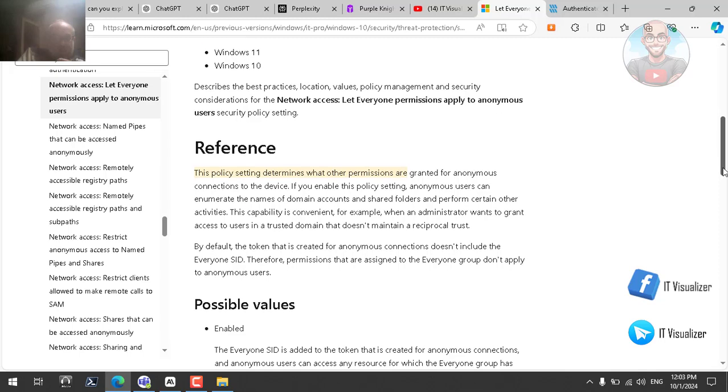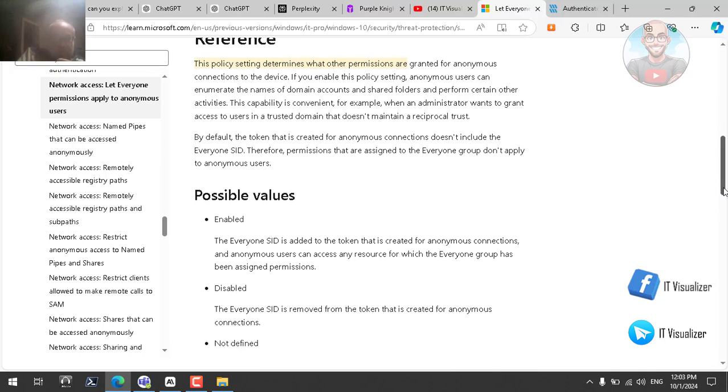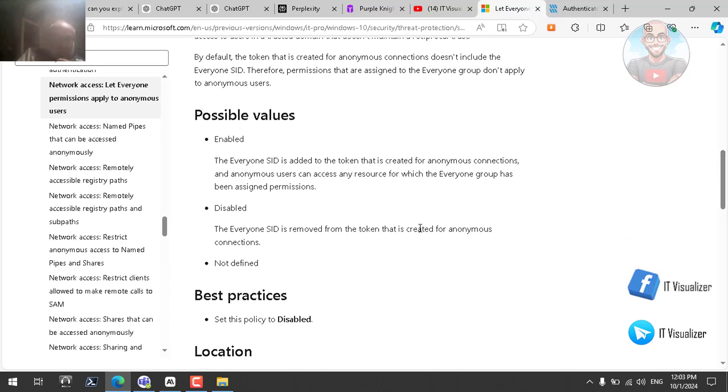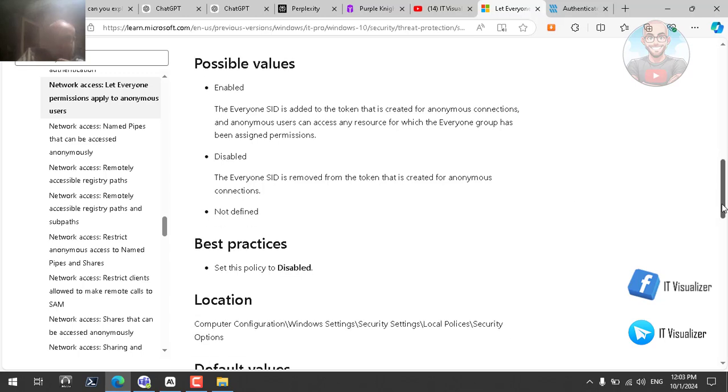Okay. So here we say possible values for this group policy. Enabled: the Everyone SID is added to the token that is created for anonymous connections, and anonymous users can access any resources for which the Everyone group has assigned permissions. Okay, disabled: the Everyone SID is removed from the token that is created for anonymous connections. So basically, if you enable this group policy, any anonymous user will be a member of the Everyone group. So this is not what we need to do.